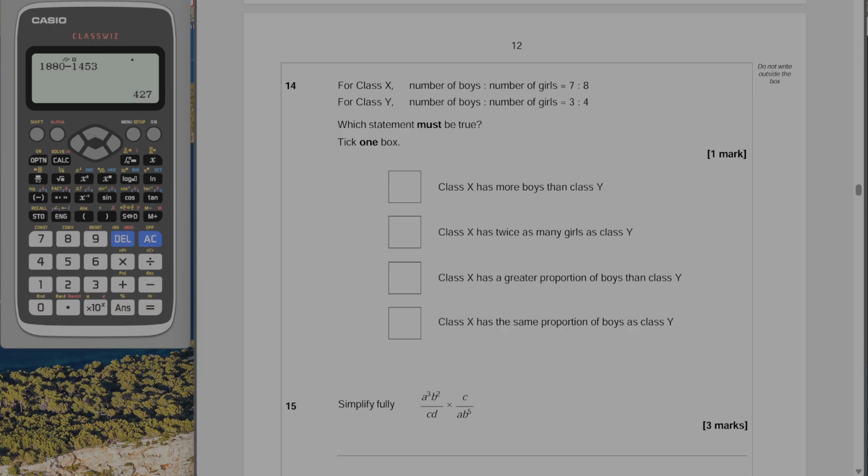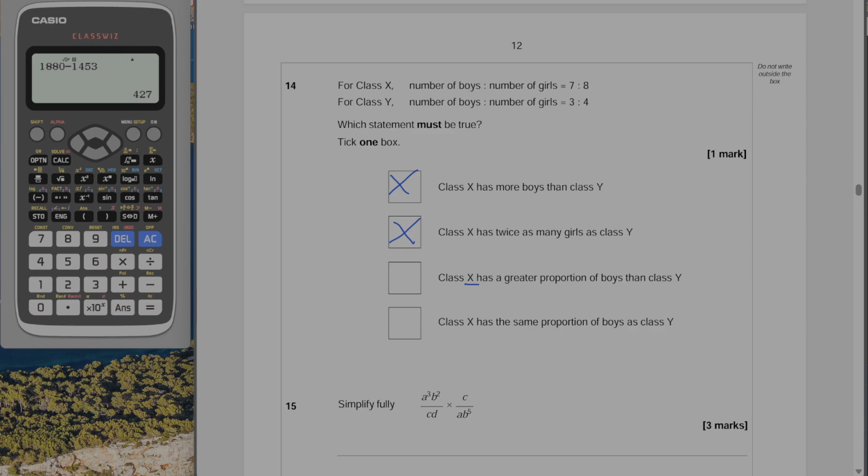Class X has more boys than class Y. X has twice as many girls as class Y. Class X has a greater proportion of boys than class Y. Okay, so I don't think we can say numbers because, for example, this class could just have 14 and this could have a multiple of 7, so could have 70.